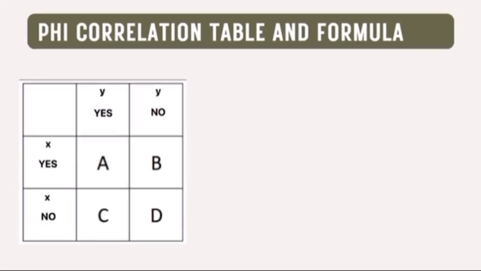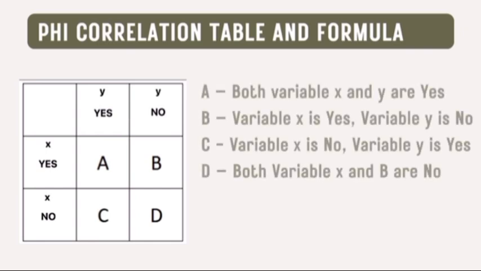Let's say the first variable is x and the second variable is y. A means yes and yes: both variables are yes. B means yes and no: x is yes, y is no. C means no and yes: x is no, y is yes. D means no and no: both variables are no. When given data, we place the values in the correct box. These values of letters A, B, C, and D will be later used in the Phi correlation formula.